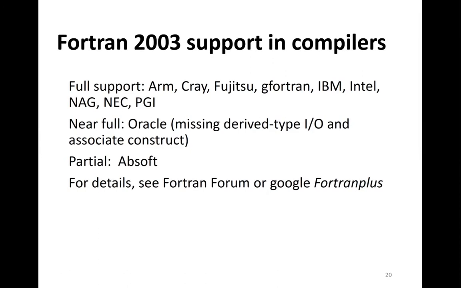There is now full support for Fortran 2003 by ARM, Cray, Fujitsu, G-Fortran, IBM, Intel, NAG, NEC, and PGI. That's quite a nice long list of vendors. The two new ones that I've just added are Fujitsu and NEC. So what seems to be happening is Fortran is particularly being found to be useful on supercomputers. Several of the others are not. ARM is also for supercomputers. The IBM compiler, the Intel compiler, the NAG compiler, those are all appropriate for a desktop.